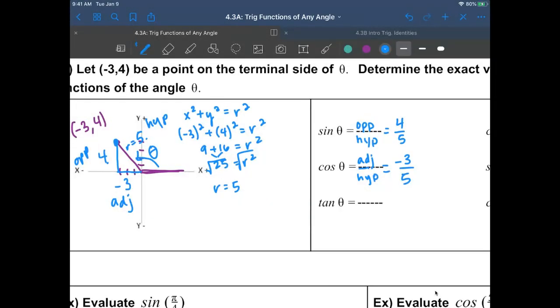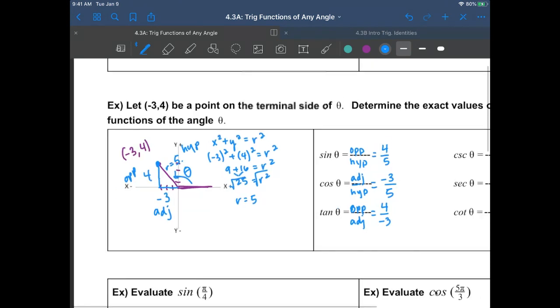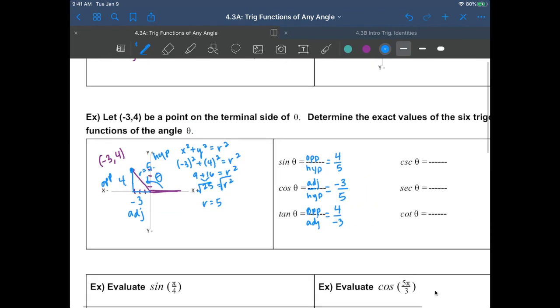Tangent is rise over run, or opposite over adjacent. So we get 4 over negative 3. And then the cosecant, secant, and cotangent are the reciprocals. So I get 5 over 4, 5 over negative 3, and negative 3 over 4.